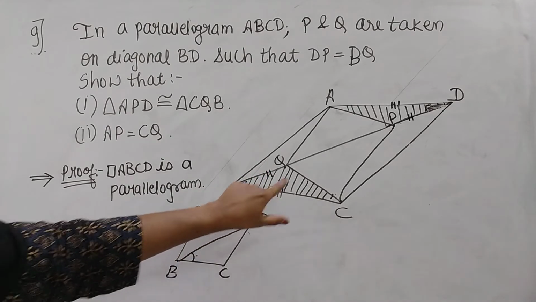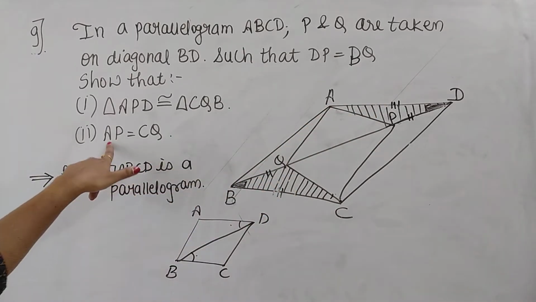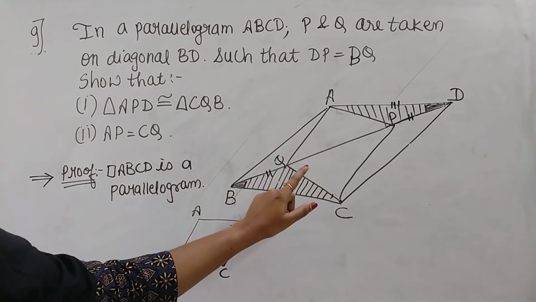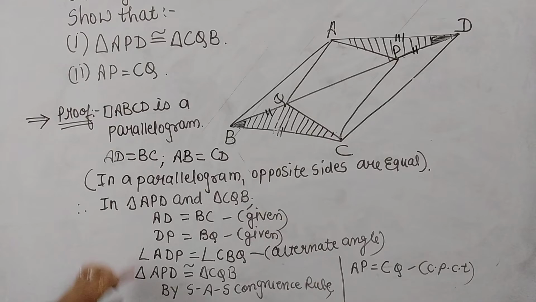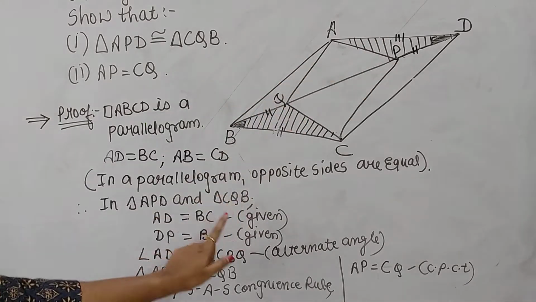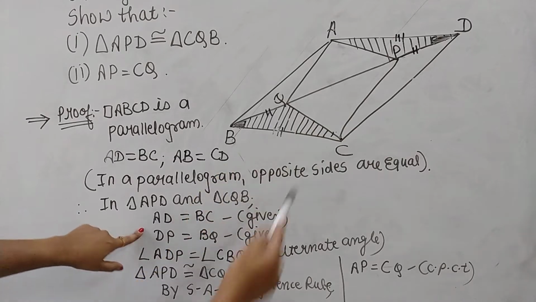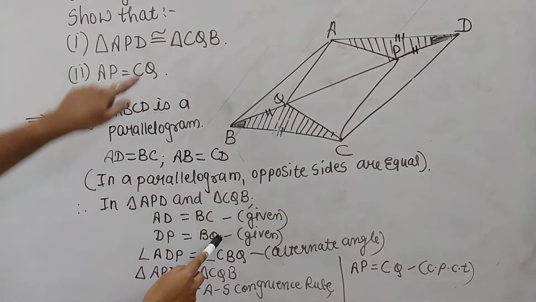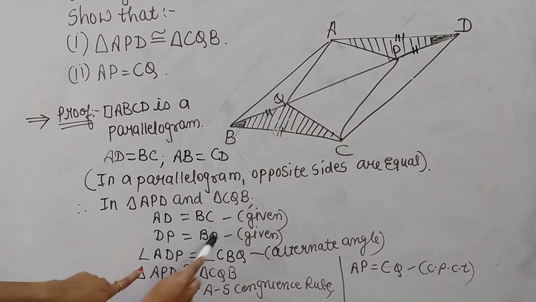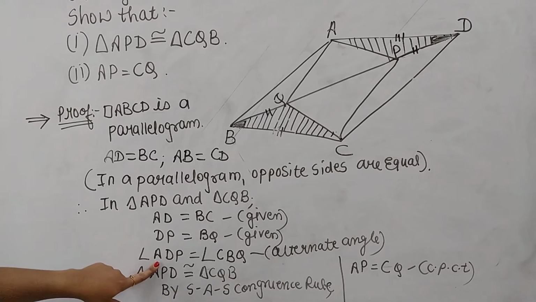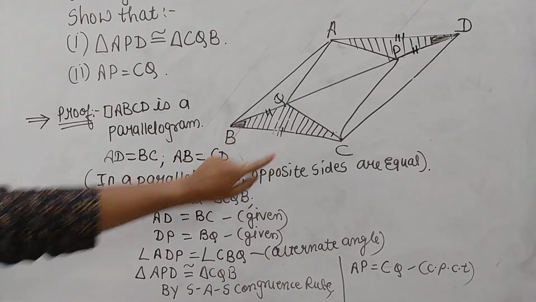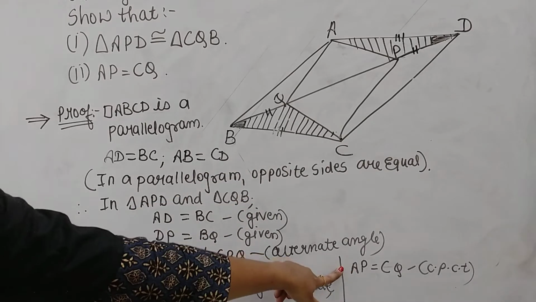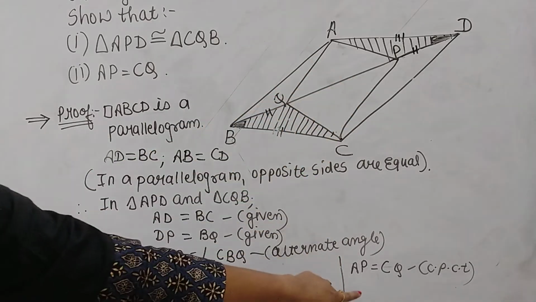And obviously after that, when these two triangles are proved congruent, what is remaining? AP is equals to CQ. So my AP is equals to CQ by CPCT. So as you can see, we have written proving congruency in APD and CQB. Obviously your AD equals to BC, that is in a parallelogram opposite sides are equal. Your DP is equals to BQ, that was already given to us in question. Then ADP and CBQ, they are alternate angle, hence your SAS. Therefore by SAS congruence rule, both these triangles are congruent to each other, and hence at the ending we have written AP is equals to CQ, that is your CPCT.